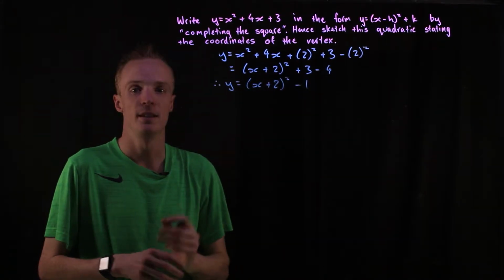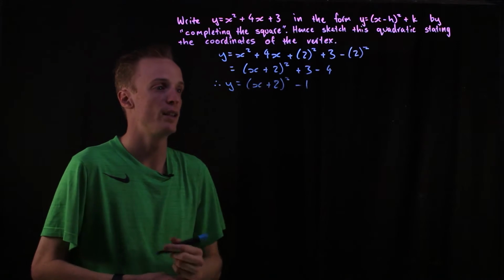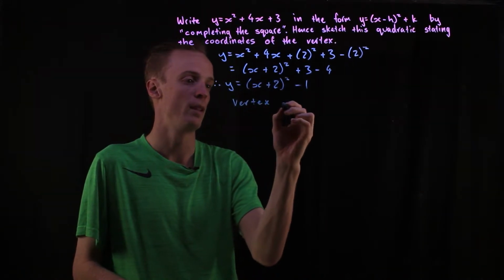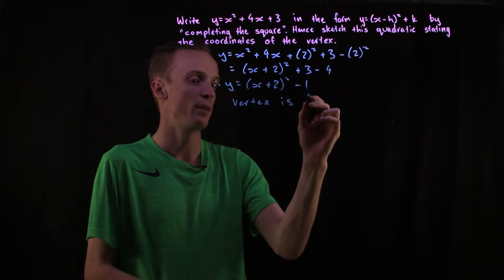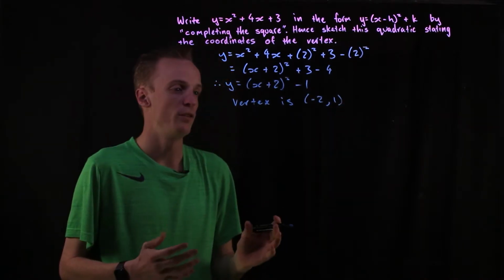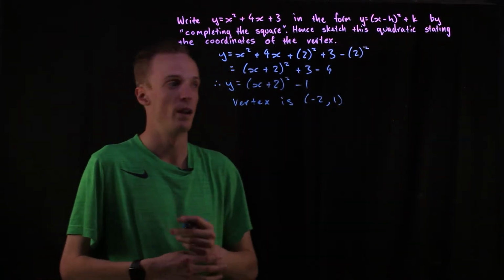What this now easily allows me to do is to see what the vertex is. And my vertex here is going to be the opposite sign of inside the brackets, -2, and the same sign of outside the brackets, so 1. So the vertex is at the coordinate (-2, 1).